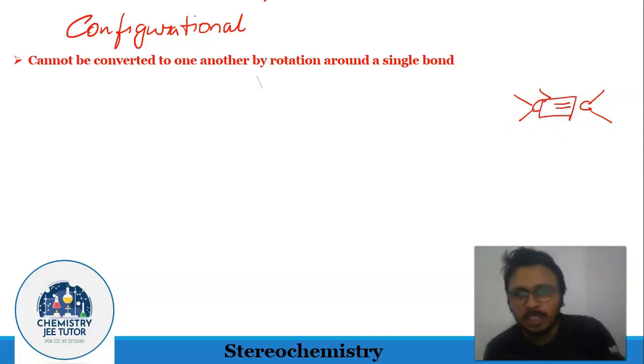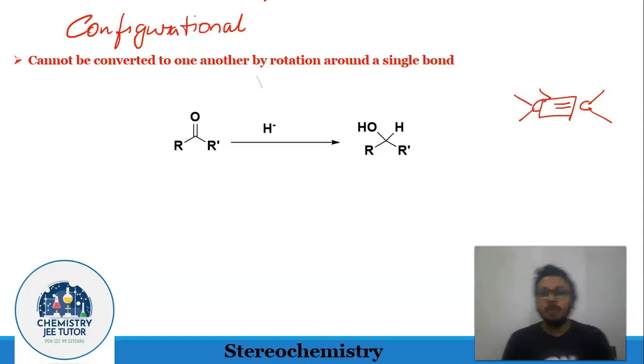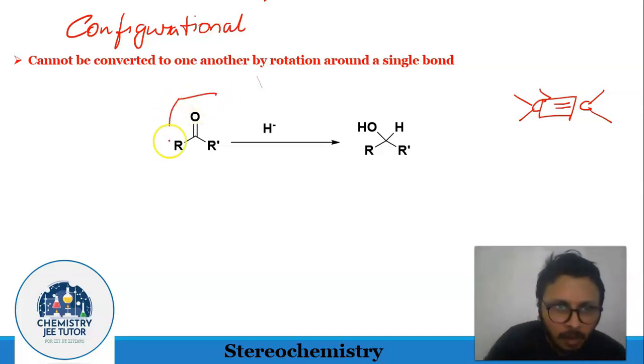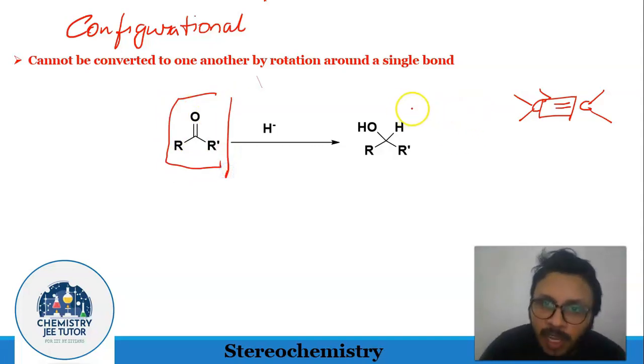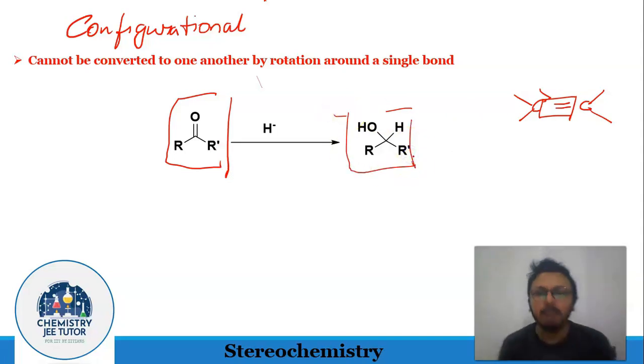So what is configurational isomerism? Configurational isomers are those which cannot be converted to one another by simple rotation around a single bond. Now let us take this example. We have a ketone here and we do hydride ion addition to convert it into a 2-degree alcohol. You don't have to understand the mechanism behind it. We'll come to the mechanism in organic classes. Now just understand why it is happening.